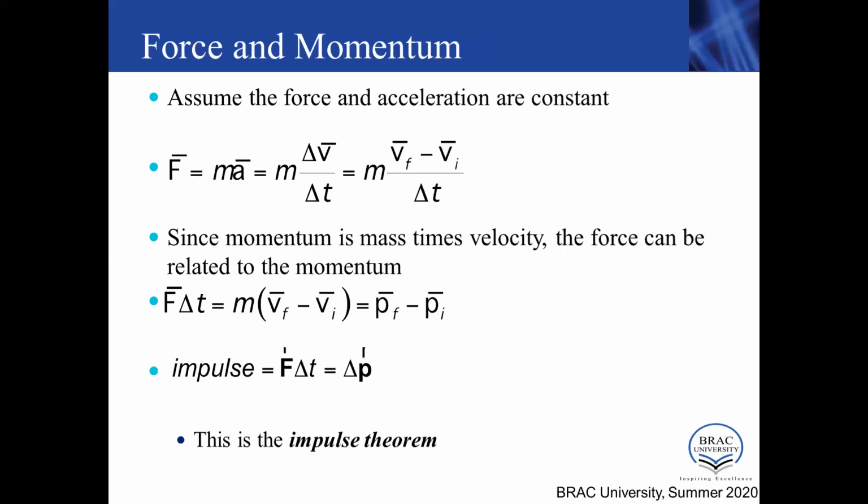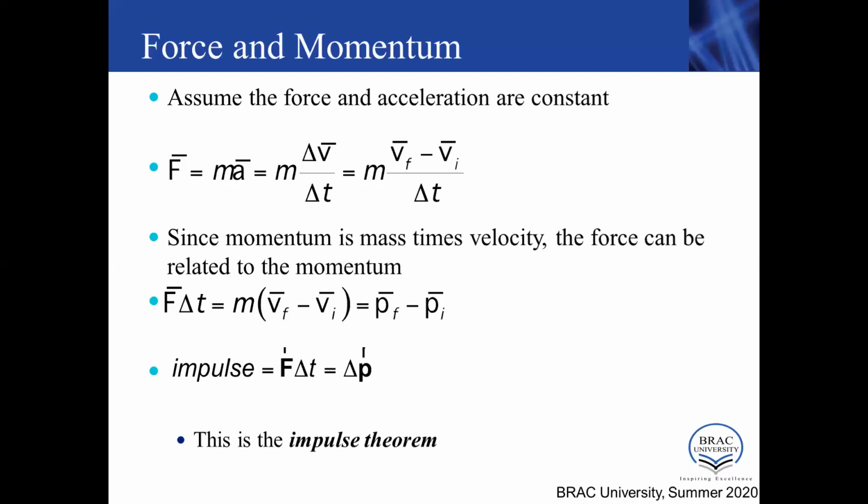Since momentum is mass times velocity, the force can be related to the momentum. After solving this equation, we get the net force vector times the time interval delta t equal to mvf minus mvi. Here mvf represents the final momentum of the object and mvi represents the initial momentum of that object. So the final equation is pf minus pi is equal to force times time interval.